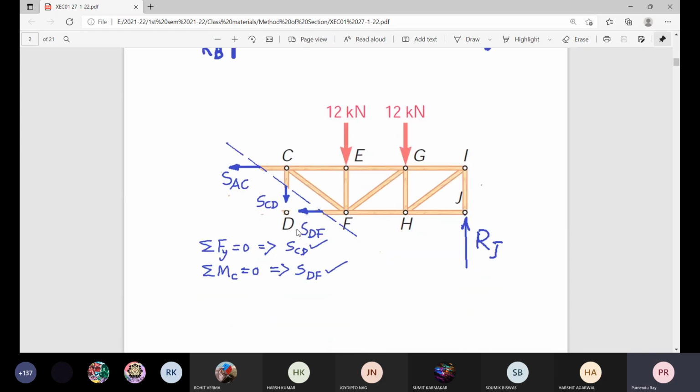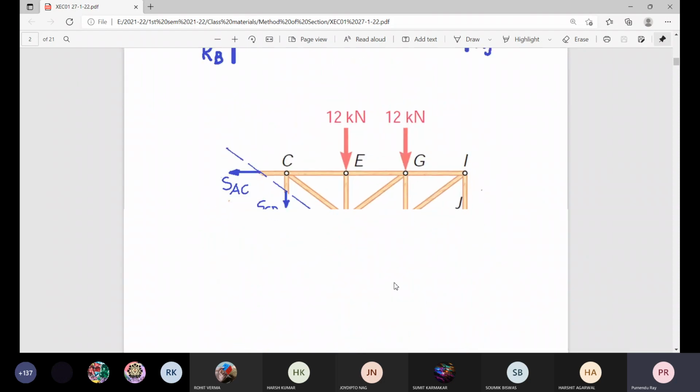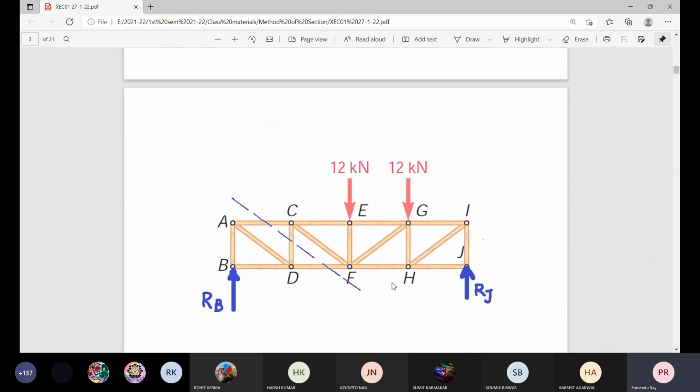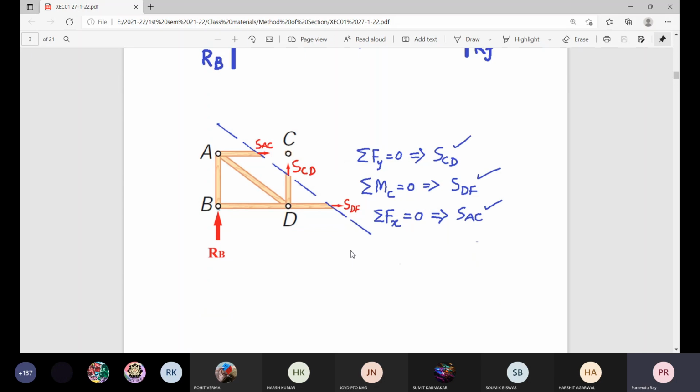But if we consider the left hand side, suppose in some free body diagram, there only one force RB is there, already calculated. So sigma Fy = 0 will directly give you SCD, having only one force RB. So SCD plus RB is equal to 0, so SCD is equal to minus RB. Most likely it is 9 kilonewton. So it is 9 kilonewton compressive.